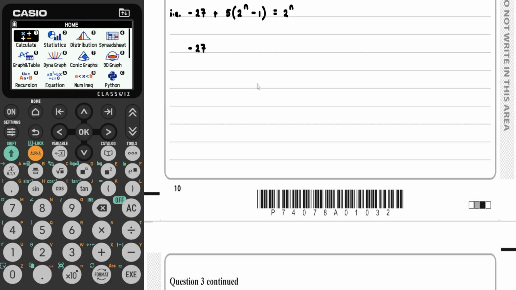On the left hand side we've got negative 27 plus 5 times 2 to the n subtract 5, and on the right hand side we've got 2 to the n. Rearranging, we have 4 times by 2 to the n equaling 32, 2 to the n which is equal to 8, meaning n is equal to 3.